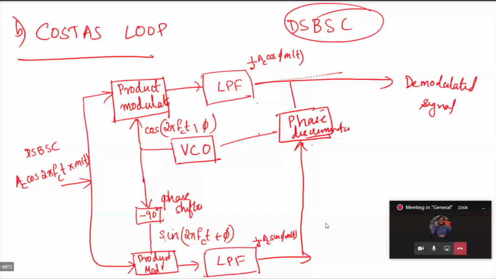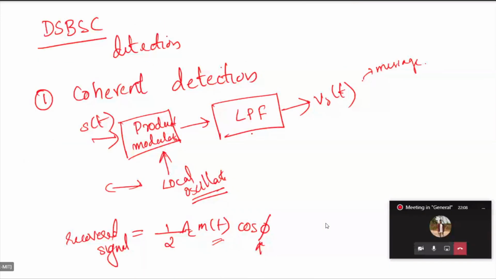So see here in the coherent detector, what was our condition? Recovered signal is half Ac m(t) cos phi. So there is a cos phi term and there is a requirement that this phi be 0 or very small so as to get the maximum output. If it is completely phase different, that means the local oscillator here and the local oscillator at the DSBSC generator are completely out of phase, what will be the recovered signal output? Voltage will be 0, isn't it?